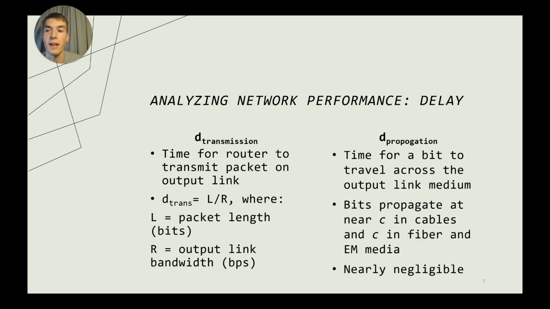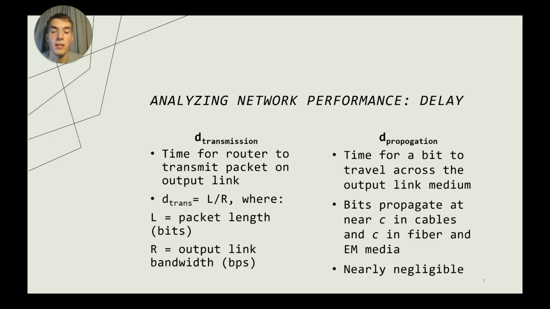The transmission delay is another source of delay, and that's just the total time it takes for the router to transmit all of the information in the packet onto the link. And you'll remember that output links have a certain bandwidth. And so to get the transmission delay, we just need to figure out how many bits are in the packet. We'll refer to that as L. And then we'll divide that by R, the rate at which the link can output bits. And that'll give us how much time it takes for the router to transmit the packet onto the link.